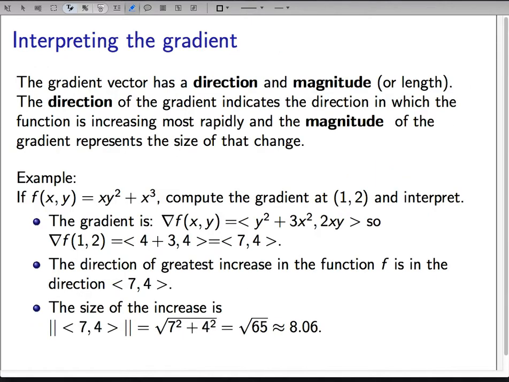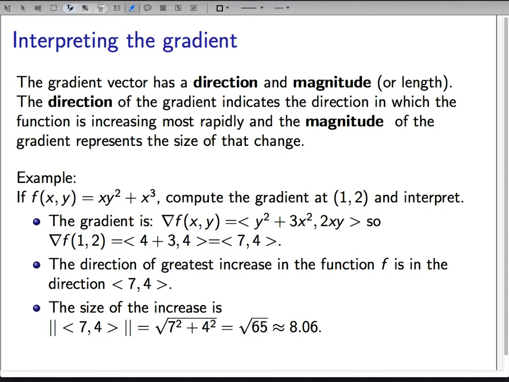So how do we interpret that? The gradient tells us two things. Because vectors have direction, it tells us which way to travel, and magnitude, there's a length. The direction of the gradient tells us which direction the function is increasing most rapidly, and the magnitude, or the length of that gradient vector, represents the size of that change.